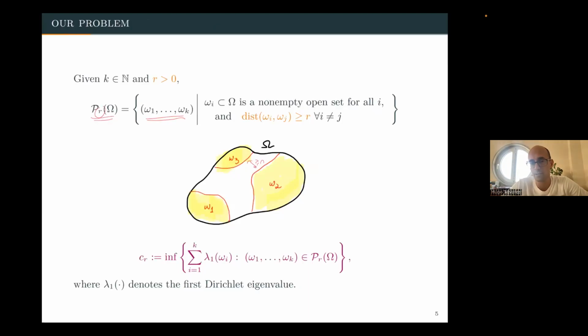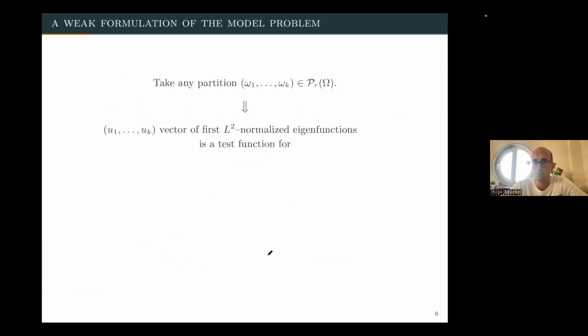Before giving the results, as you can imagine, working directly with sets should be difficult, right? It's much easier to deal with functions. And these lambda ones have a very nice variational characterization. So it's very natural as a starting point to write this in terms of functions. Let me try to do it slowly. So we start with a partition in P_R, right? And let me try to write the previous problem in terms of functions. If I take any partition, I can take the first eigenfunction here, here, and here. So I get a vector.